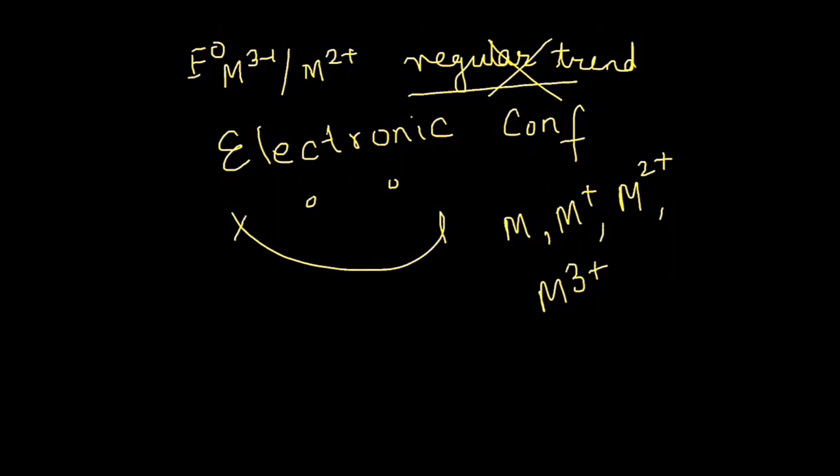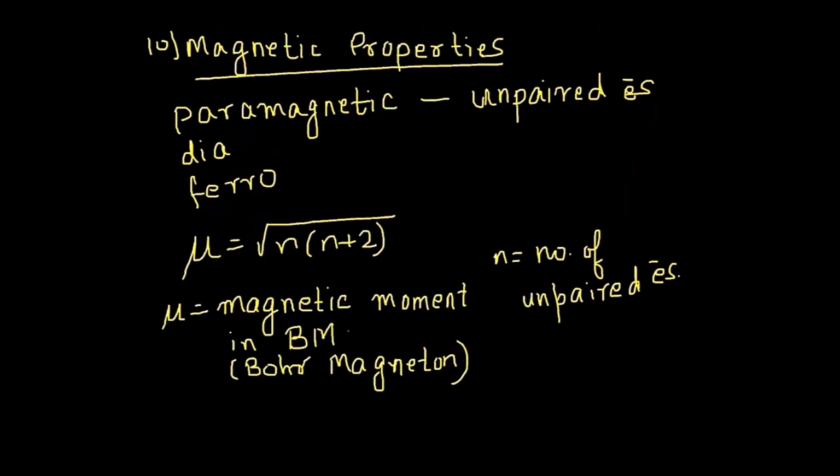Right? So we've covered approximately 9 properties till now. Would you like to go on? So let's talk about magnetic properties.